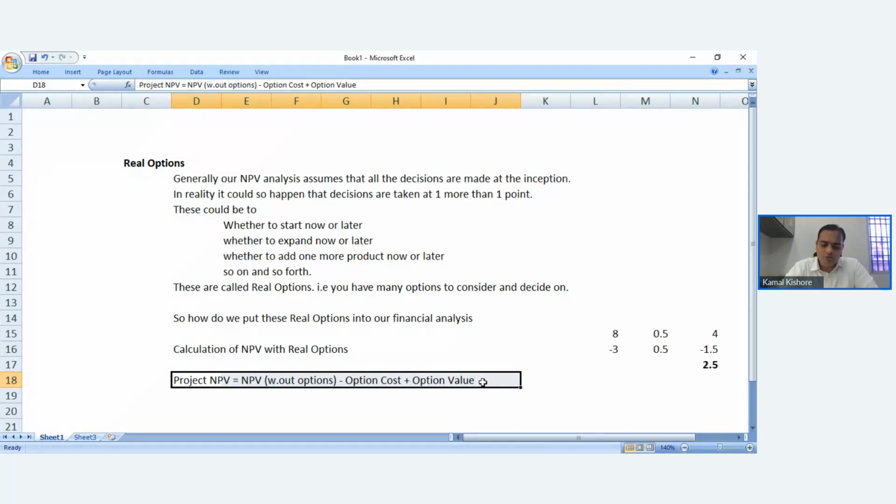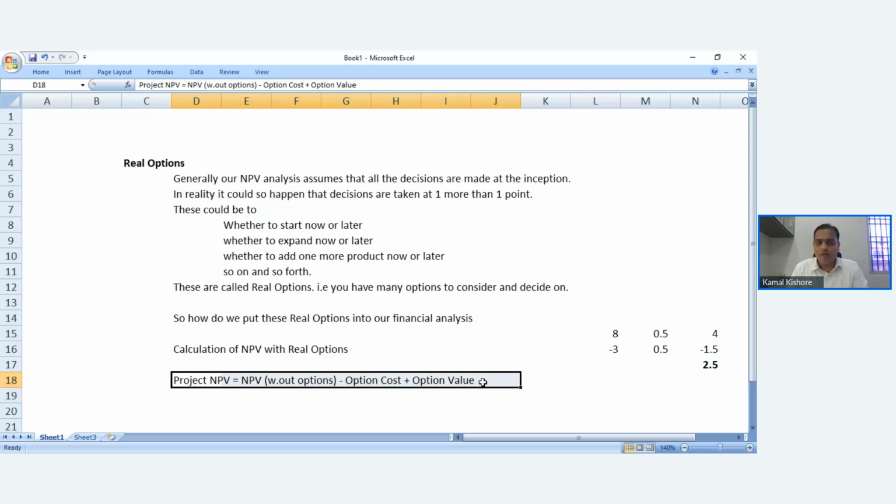So let's say I have two options. The first option is to do it as it is, without considering any flexibility or any options. That means I have my NPV with the assumption that I'm building a factory with a capacity of 1 million units. I have that NPV. Now what if I want to increase my capacity by another 1 million after some point in time? I want to do that analysis also. So 1 million units is today, and after 1 year, I want to add one more 1 million capacity.